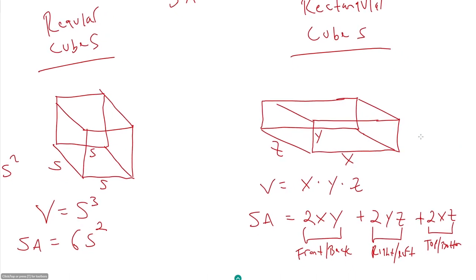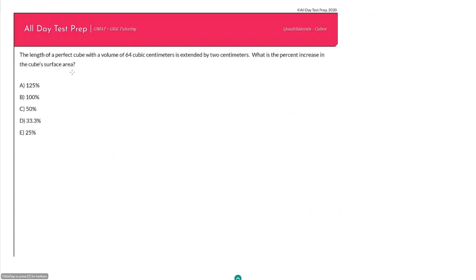This is pretty much everything you need to know about cubes for the GMAT. So let's do a problem testing these ideas. The length of a perfect cube, and so perfect in a regular cube, same thing, with a volume of 64 cubic centimeters, is extended by 2 centimeters. What is the percent increase in the cube's surface area?